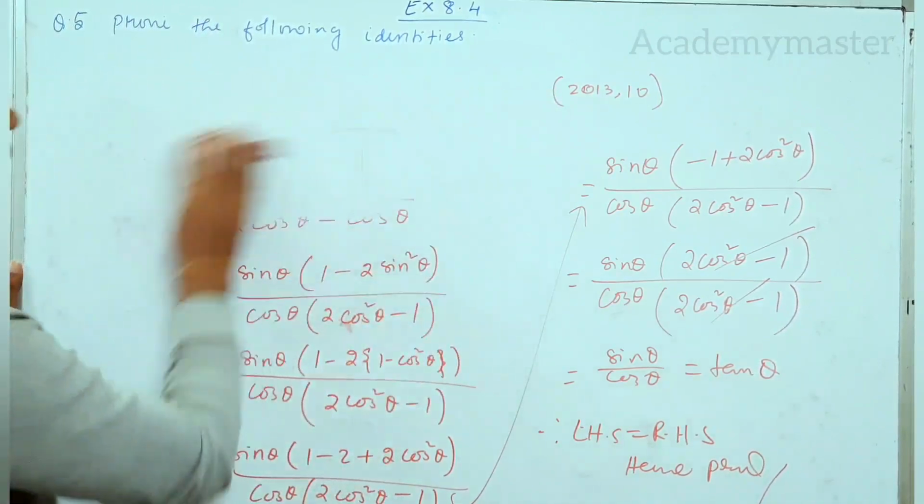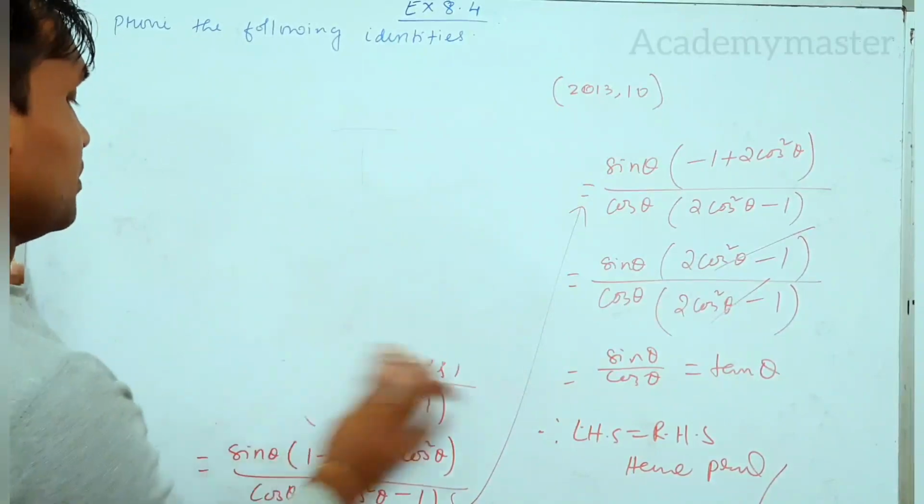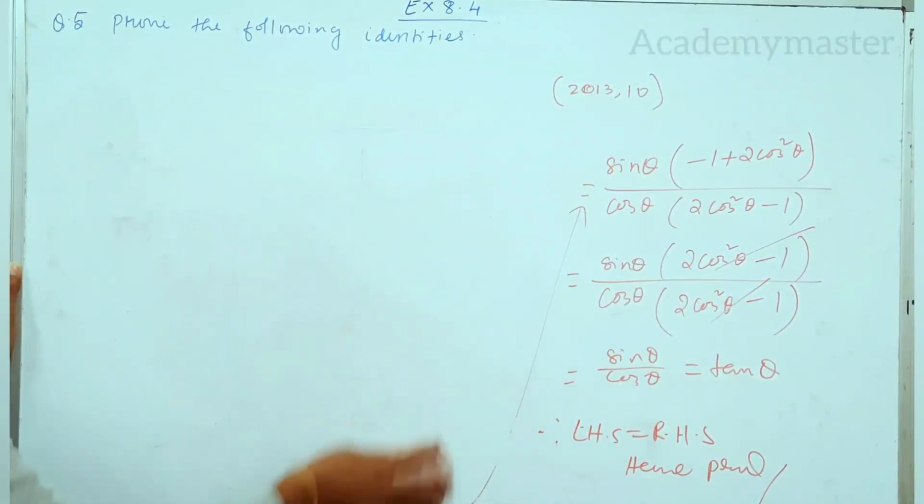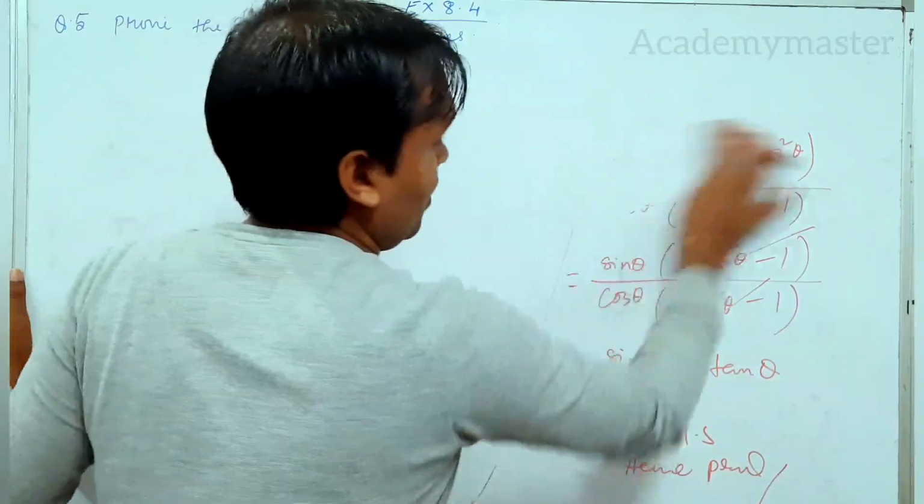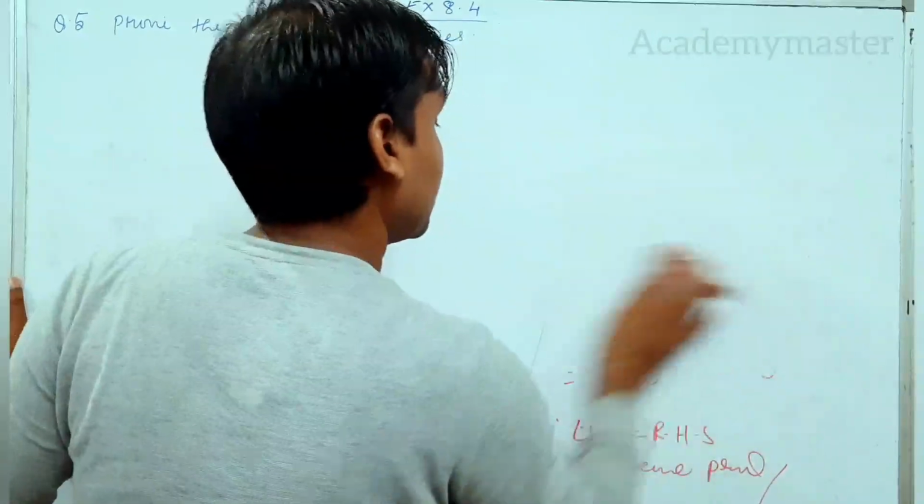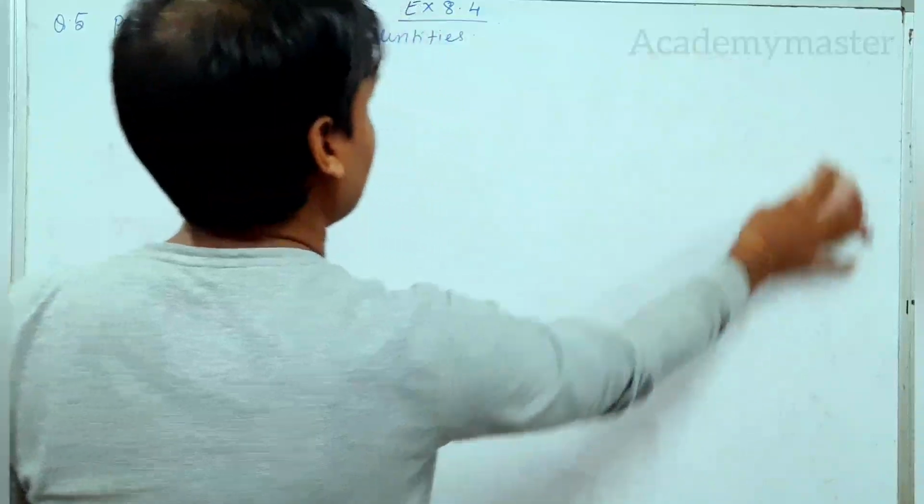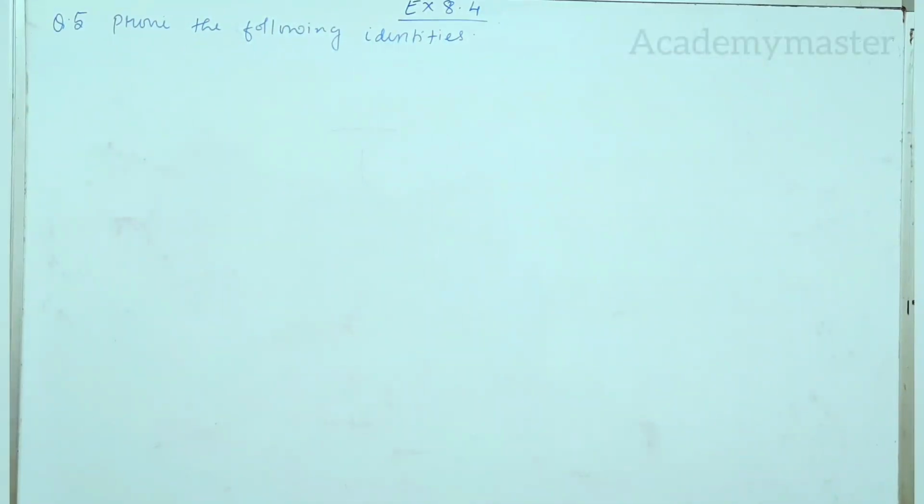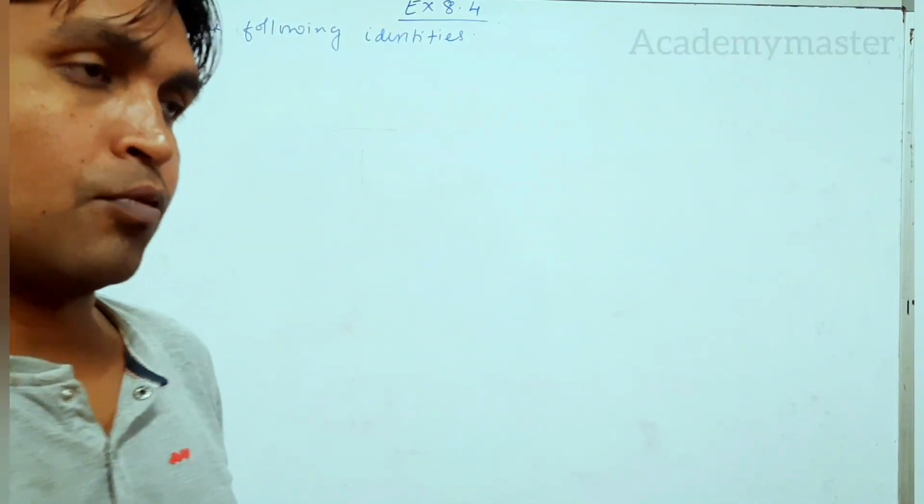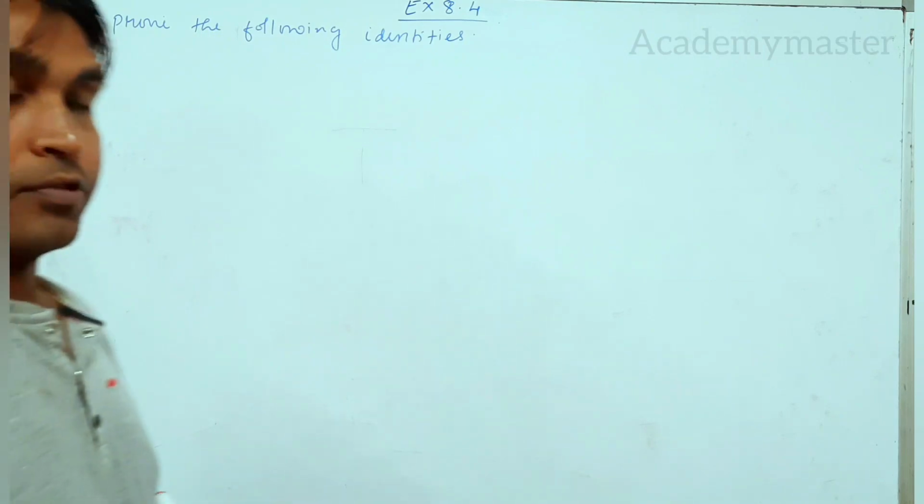You can pause the video and take it down. So trigonometry, this chapter, if you do it properly, you can expect some good marks from trigonometry. And chapter 9 is height and distance. That one also we will be doing, we will start in the next videos.